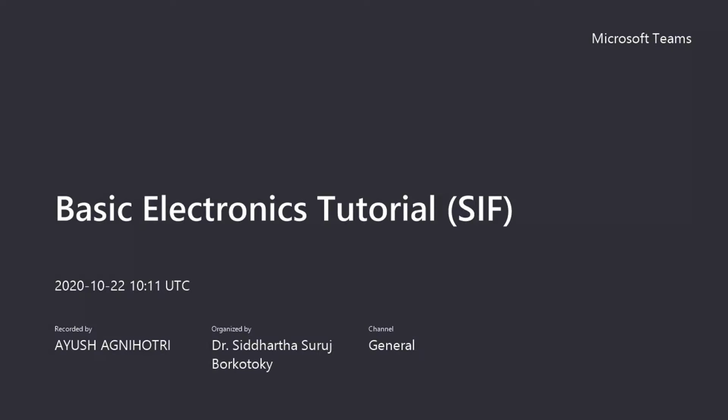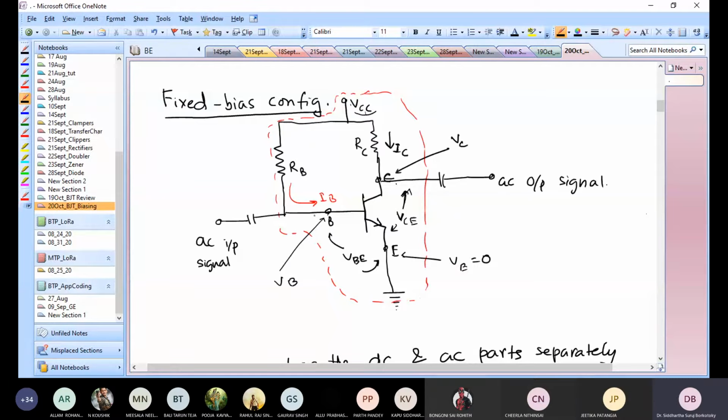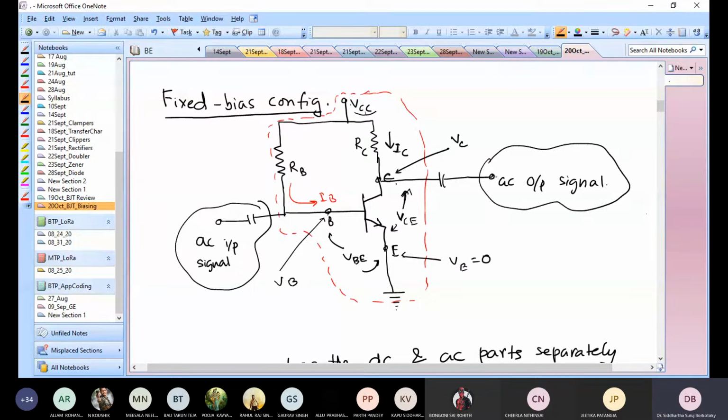is the simplest one, where we had a VCC voltage connected to the base through a resistor RB, and the same voltage is connected to the collector through resistor RC, and there is nothing else in the circuit. Yes, we do have the AC input and AC output, but those we don't care about right now.